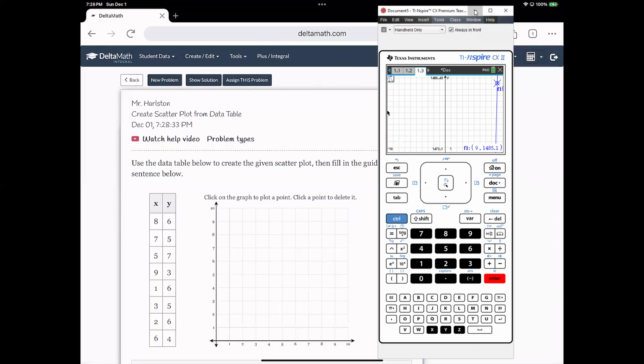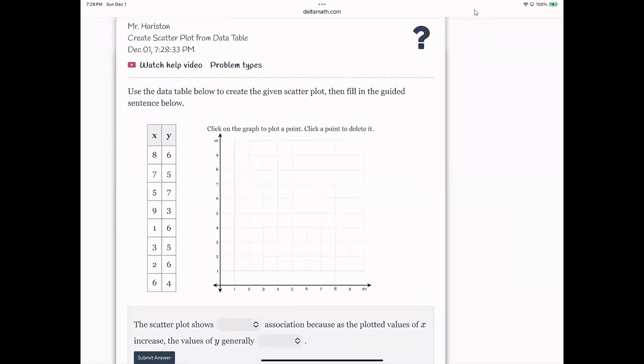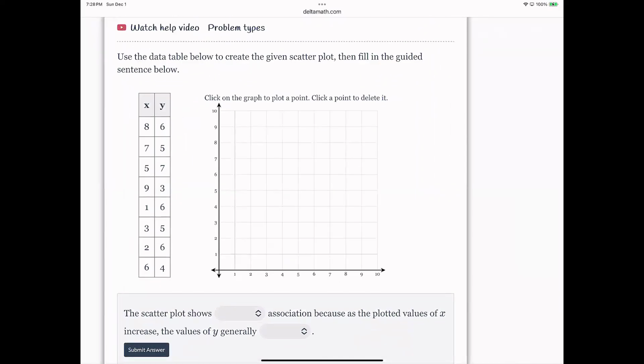We don't need the calculator for this. All we're going to do is just plot these points. So we're going to go over to 8, up to 6. It's going to be right here. Then we're going to go 7, 5, which is right here.